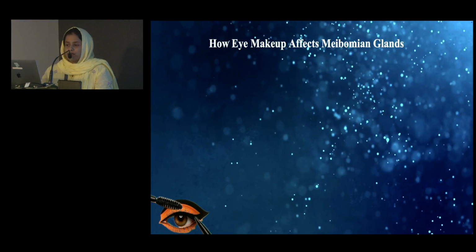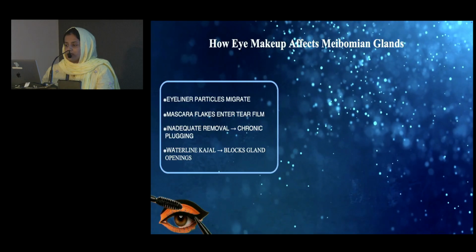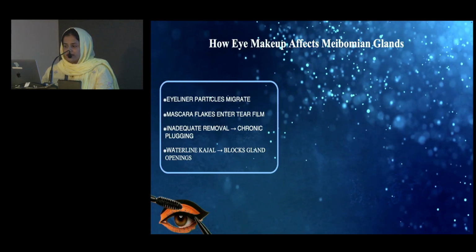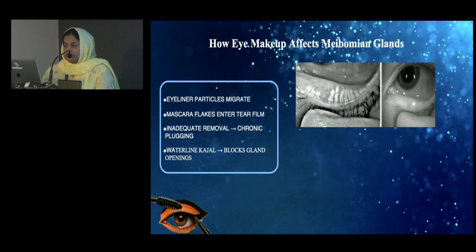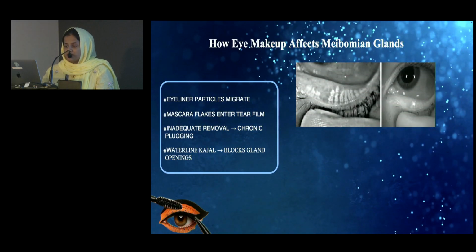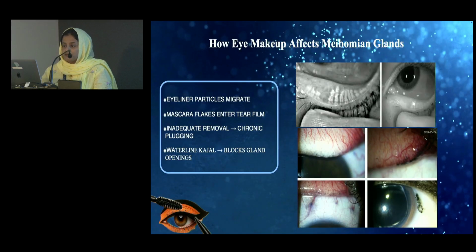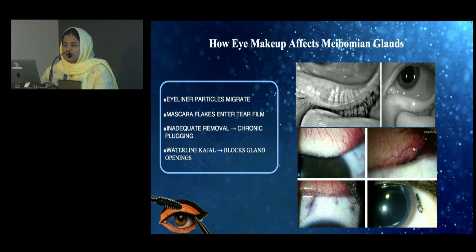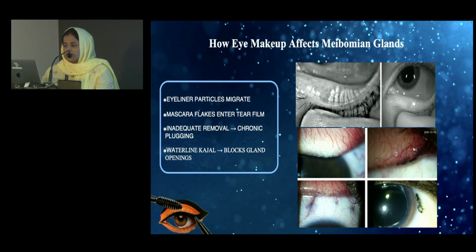So how does eye makeup affect the meibomian gland? Eye makeup contributes to gland dysfunction in several ways. Eyeliner particles may migrate into the gland, and mascara flakes may disrupt tear film stability. Inadequate makeup removal leads to chronic plugging, and waterline kajal application, which is very commonly used, directly blocks the gland openings and worsens the obstruction.